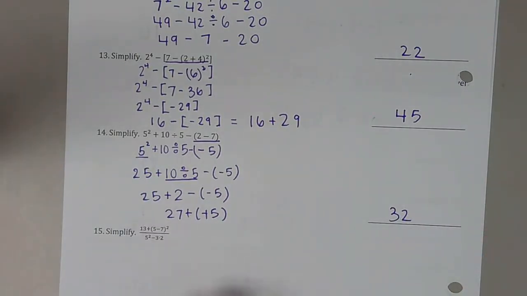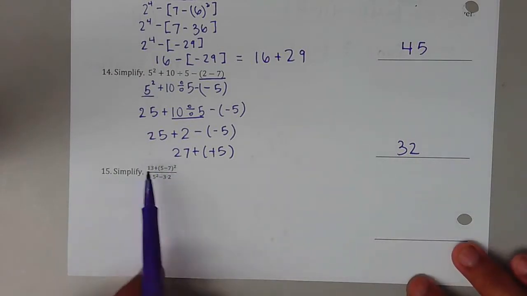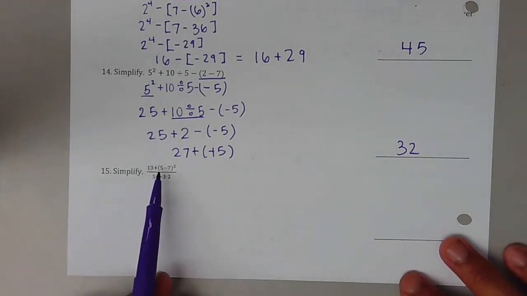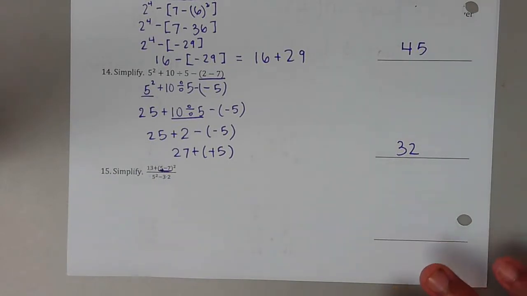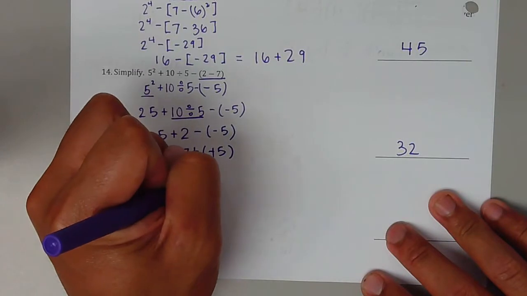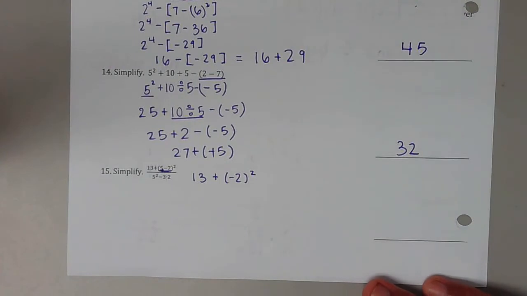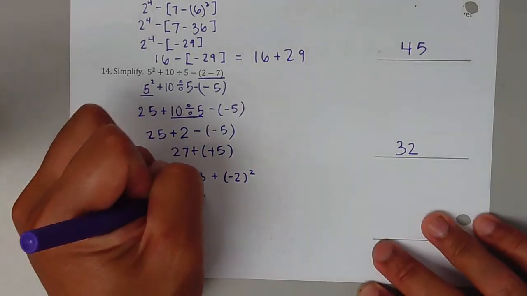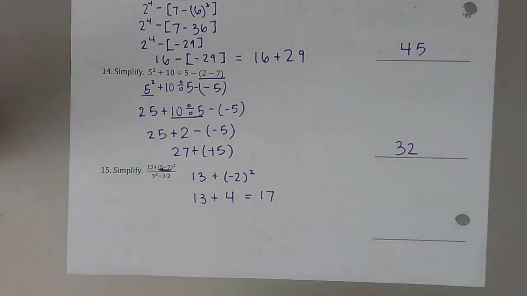All right, question number 15. We have a fraction here. As you guys know, grouping, we need to simplify the numerator first and then the denominator secondly. So simplifying the numerator, we have order of operations, GEM does. 5 minus 7 is negative 2, squared. So we still have that 13 plus that negative 2 squared. All right. So next we have exponents, right? Negative 2 squared gives us 4. So 13 plus 4 is equal to 17. All right, so that's our numerator.